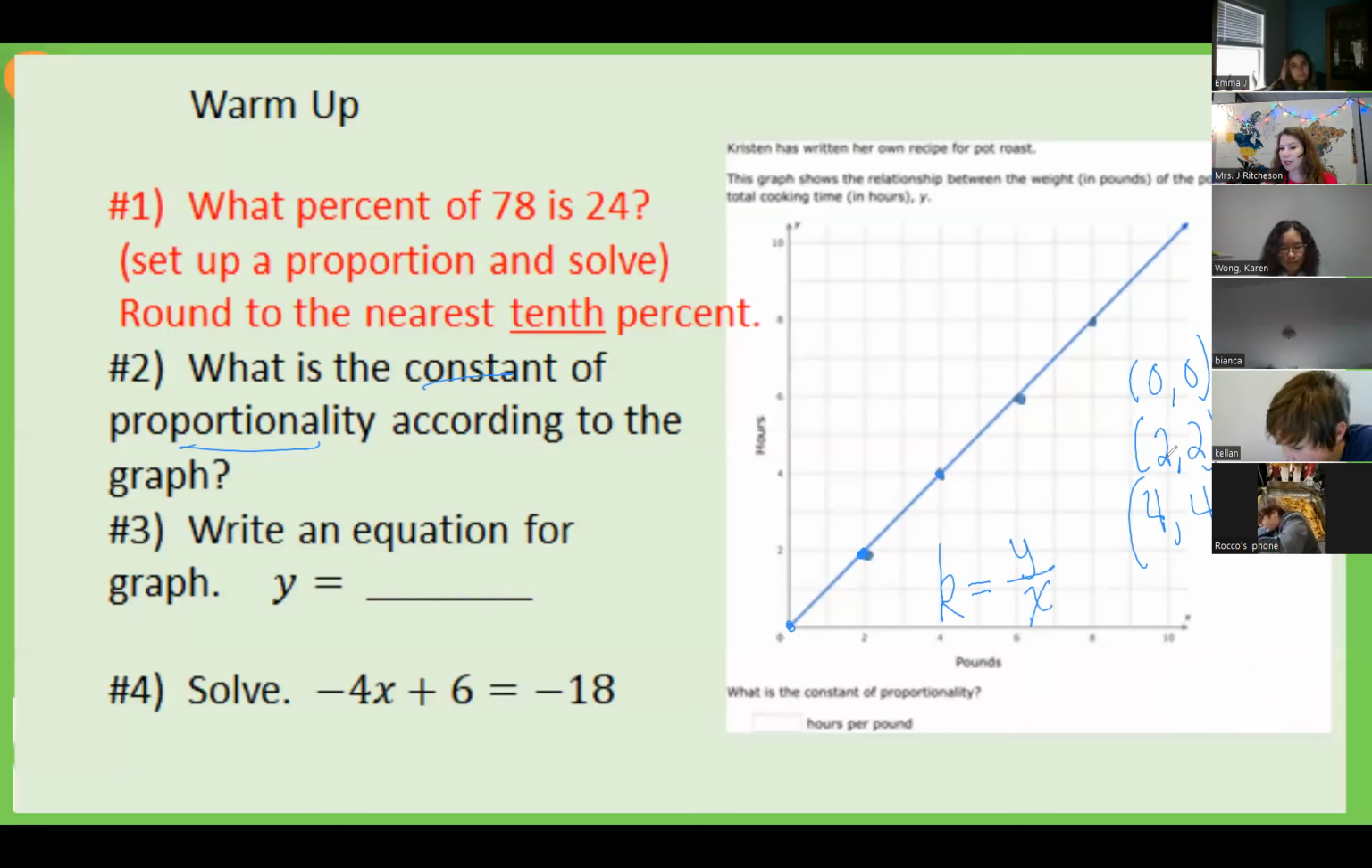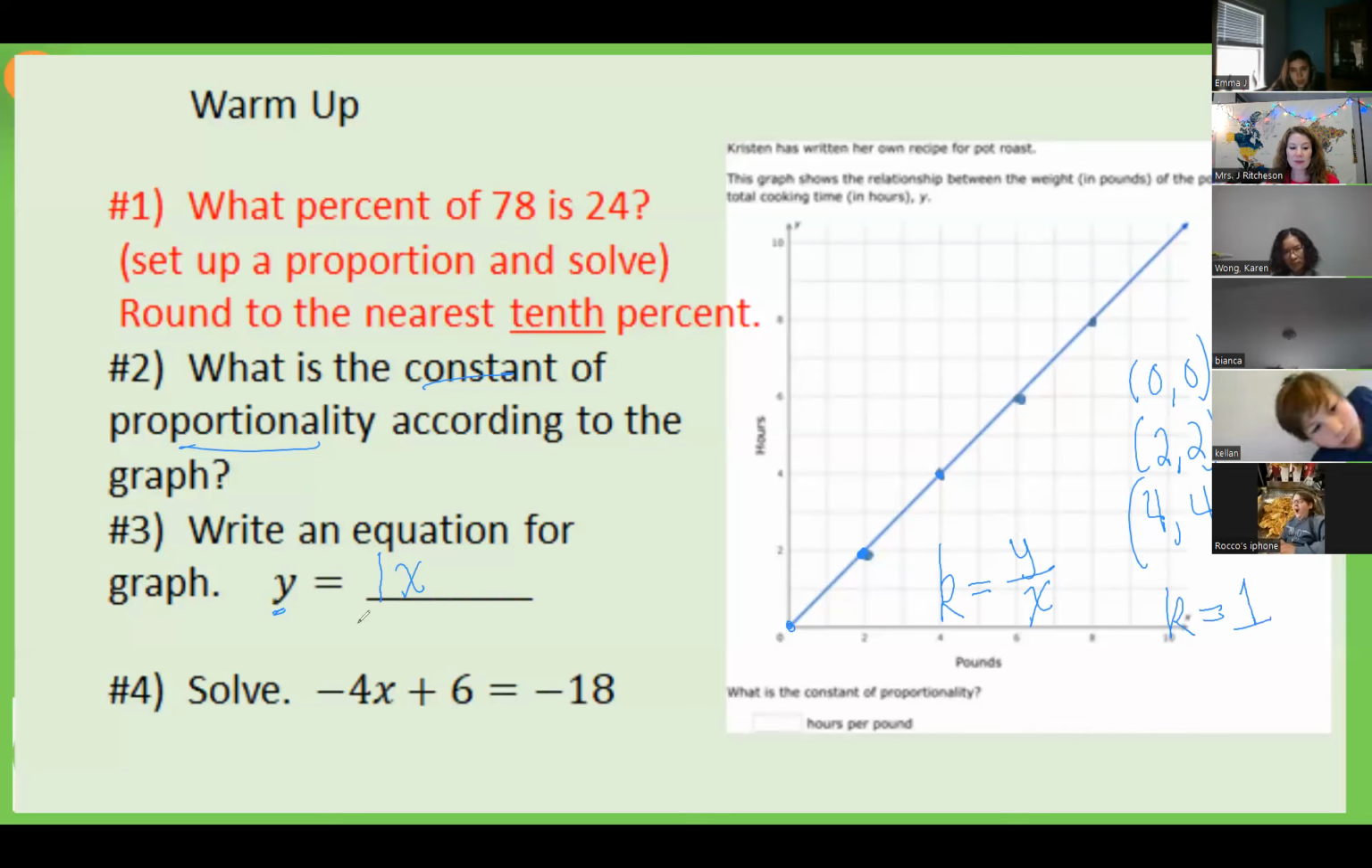What's 2 divided by 2? Thank you, Isabella. What's 4 divided by 4? The next one would be 8 divided by 8. So our constant of proportionality is 1. So the equation, if our constant of proportionality is 1, remember our equation is y is equal to our constant of proportionality times x. So y equals 1x. That's the equation.